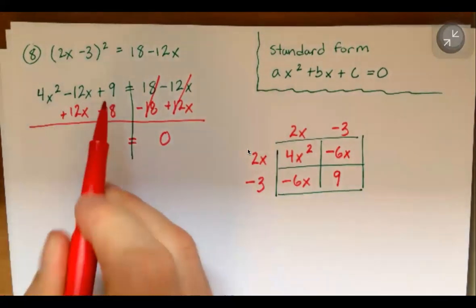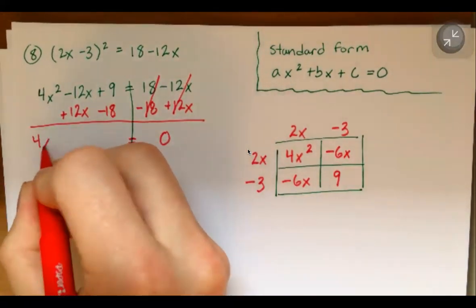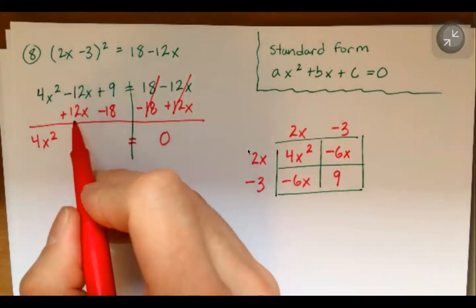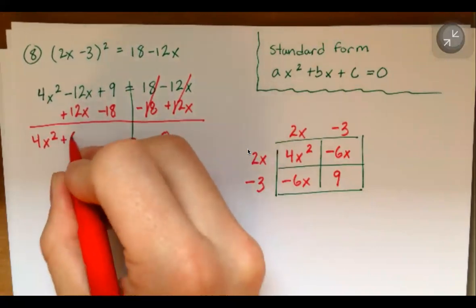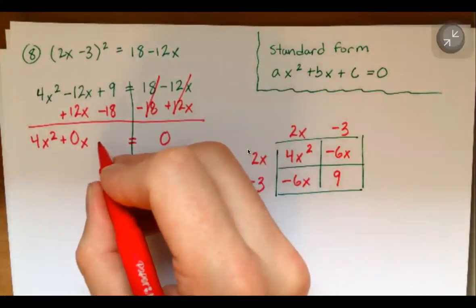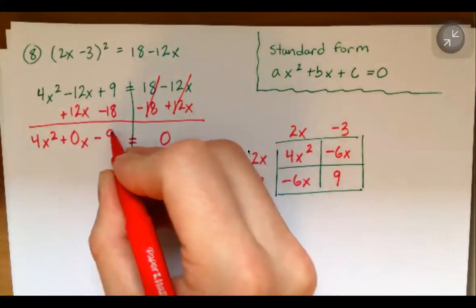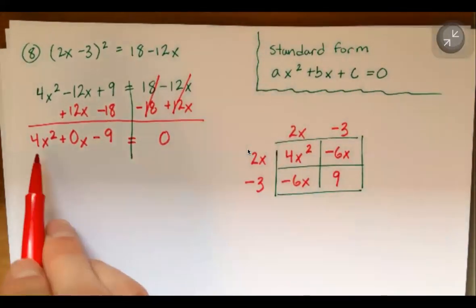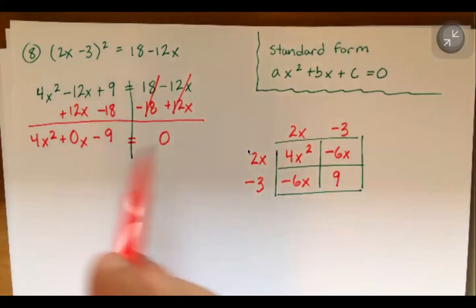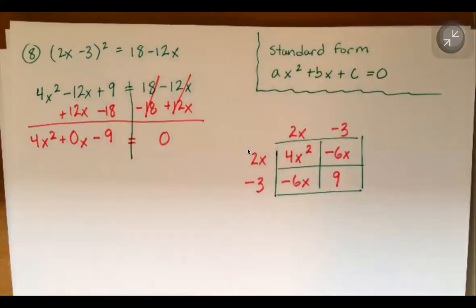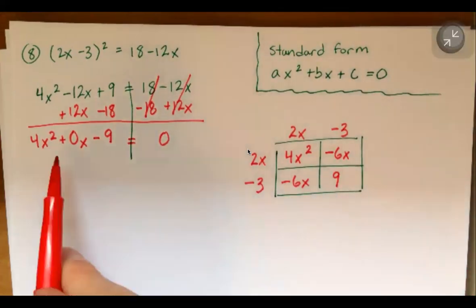And the left side, we have 4x squared. Right here, we get negative 12x plus 12x. That's actually going to give us 0x. I could leave that off, but I'm going to write it like that for now. And minus 9. 9 minus 18. Negative 9. All right. So we have our trinomial. It's in standard form. We could go ahead and try to factor this using our x and box method, but there's actually a little bit of a faster way.